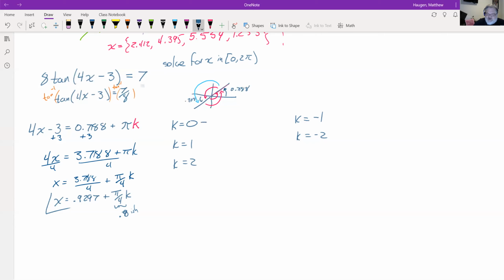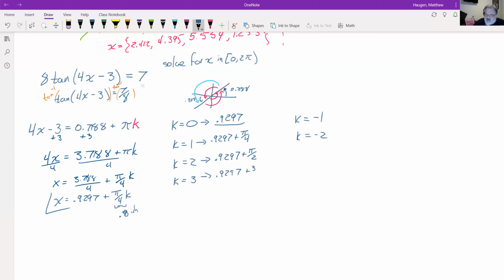So k equals 0 is going to give us the 0.9297. That's certainly in our range. Adding pi over 4, 0.9297 plus 1 pi over 4 is going to get us to about, what, 1.7? 1.7 still well within our range. 0.9297 plus 2 pi over 4, so it's going to be pi over 2. So pi over 2 plus this little angle, that's still going to be well within one rotation.